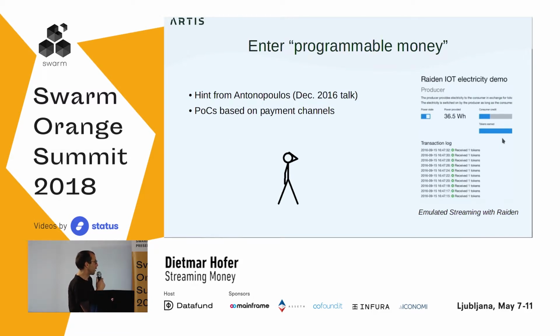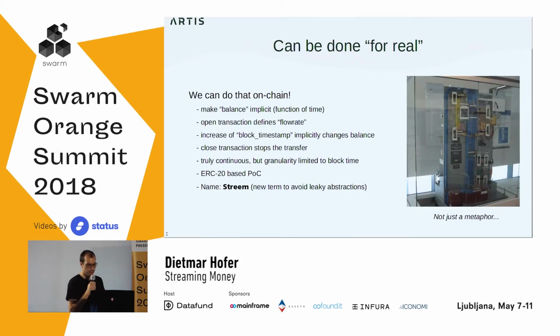There was a talk of Andreas Antonopoulos in 2016 where he talks about streaming money, which inspired me, which made me think about it for a long time. But there he narrated it as, yeah, we can basically stream money with payment channels. And you may know the Raiden demo, which took place a while ago, where they paid for electricity, and there was a micro payment every 2 seconds. That's a screenshot of it as proof of concept. But I kept thinking about whether we can do that in a more real way.